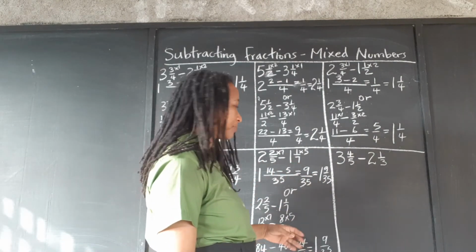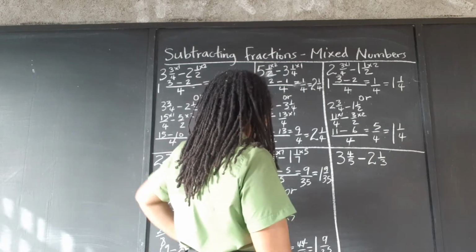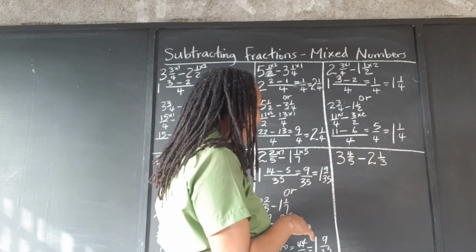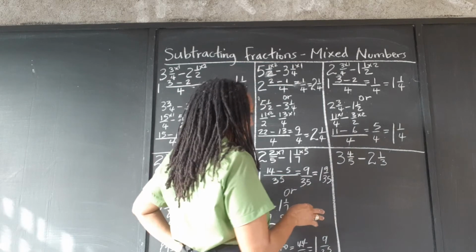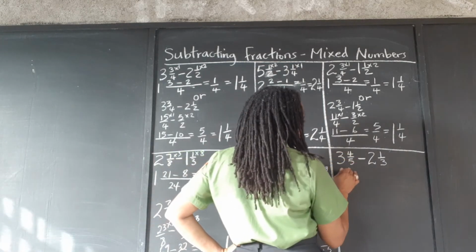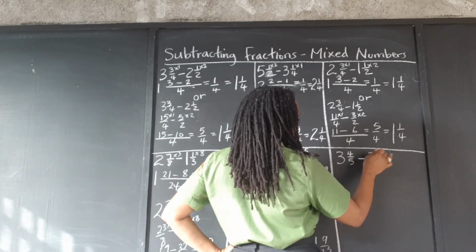Alright, so the final pair of fractions that we're subtracting, we have 3 and 4/5, and we're subtracting 2 and 1/3.